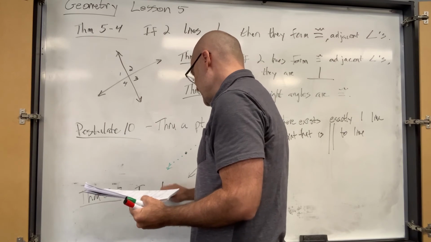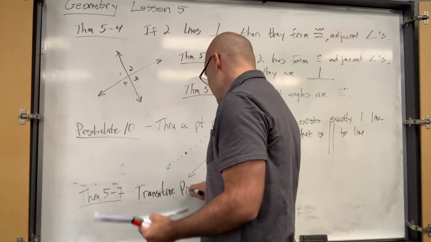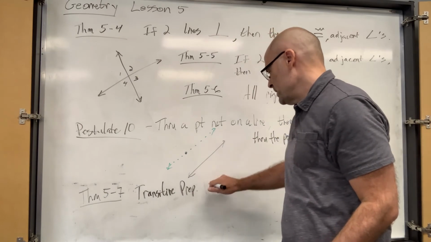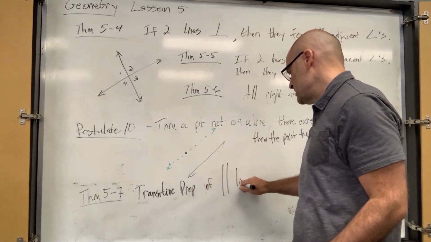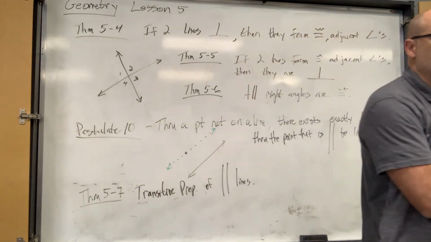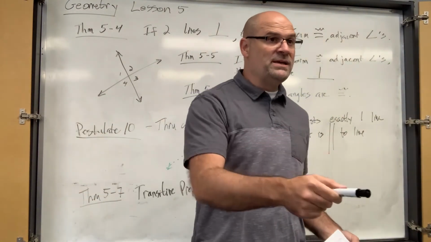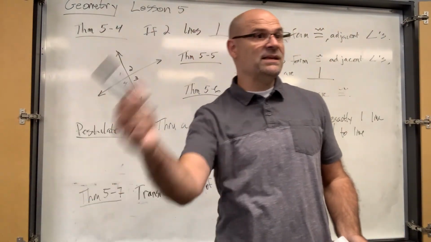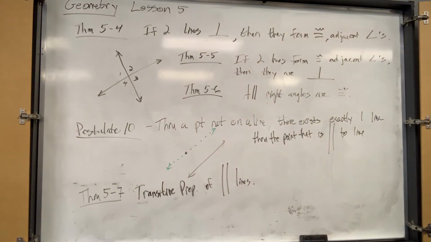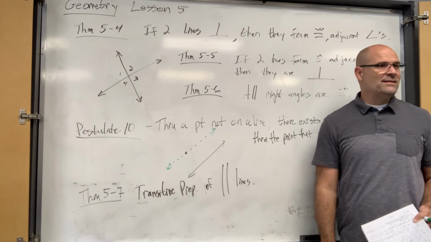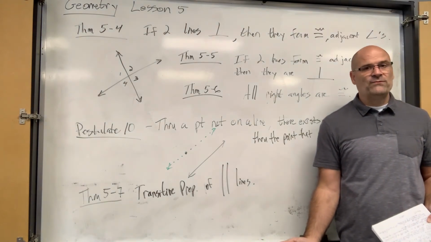This is called the transitive property of parallel lines. What's transitive mean? Do you guys remember the transitive property of equality? If A equals B and B equals C, then A equals C. There's also a transitive property of congruence. If this shape is congruent to that shape, and that shape is congruent to a third shape, then that first shape has to be congruent to the third shape. So, transitive property of parallel lines, guess what we can say? You could probably figure it out.